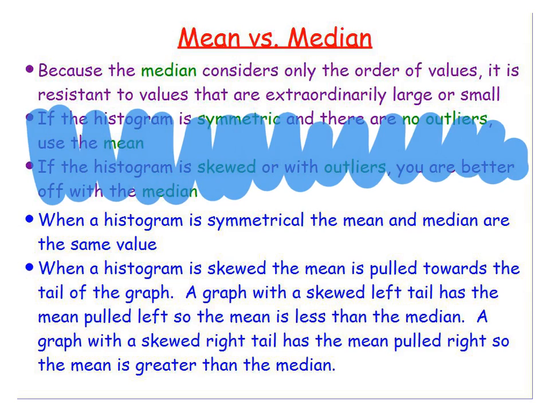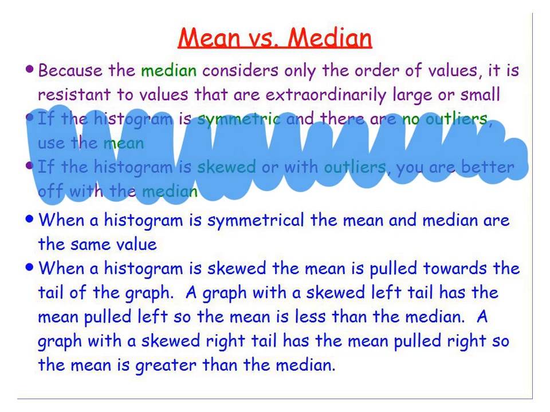Also, when the histogram is symmetrical, the mean and the median are roughly the same value. When the histogram is skewed, remember it has a tail, the mean is always pulled towards the tail. So a graph with a skewed left tail has the mean pulled to the left, so the mean is going to be less than the median.